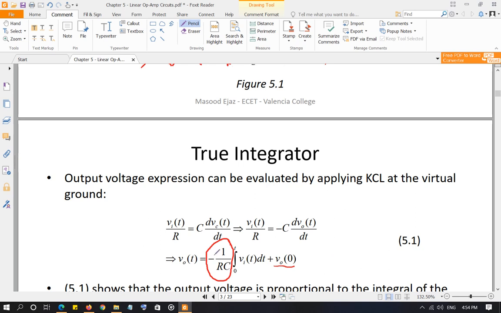And remember, this negative sign means that when the input has a positive value, the slope of the output is going to be negative, and if the input has a negative value, the slope of the output is going to be positive. That's what this negative sign is going to do.